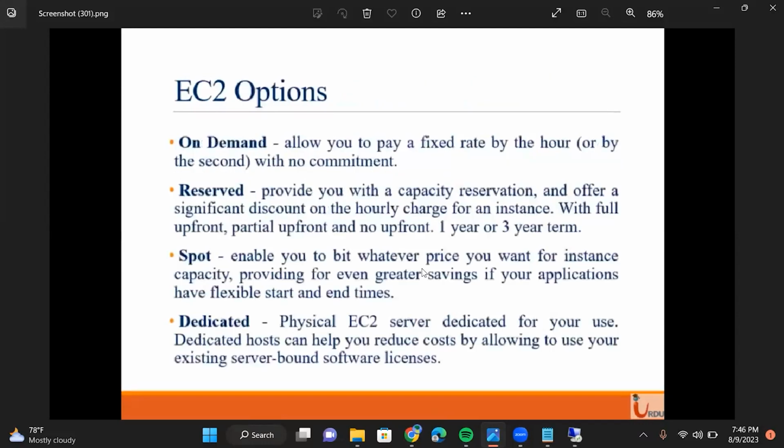Let's see what are the different options that come with EC2. So there are mainly four options: on demand, reserved, spot, and dedicated.